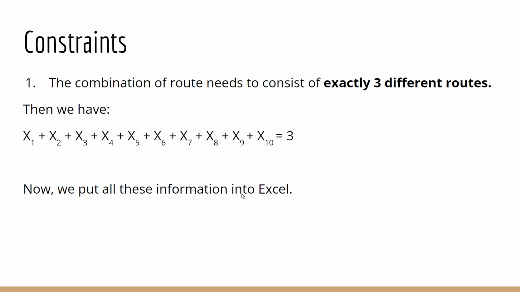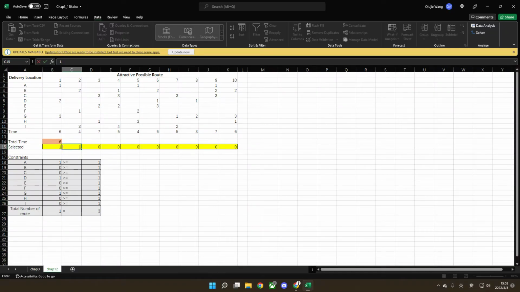The second constraint is that the combination of routes needs to consist of exactly 3 different routes. Using the example previously, if we pick route number one and route number two, we will not satisfy this constraint as well, because there are only 2 routes in this combination. So we need to pick another route, like route number 6 here. So it will be 3 routes in total.